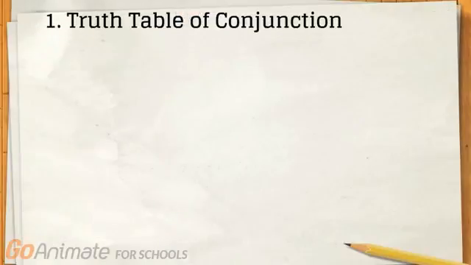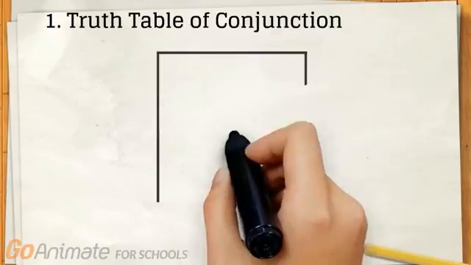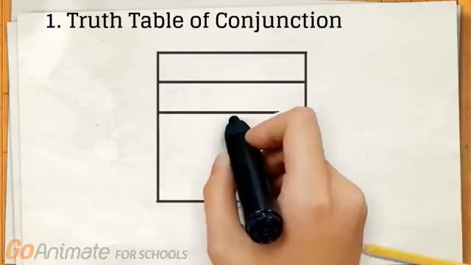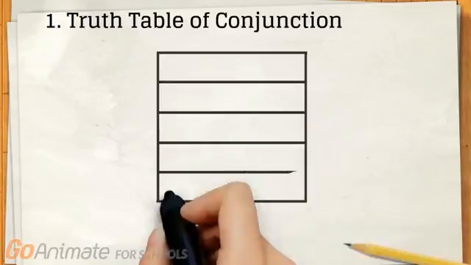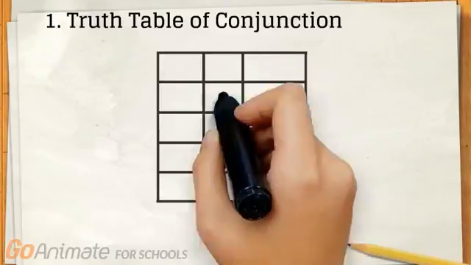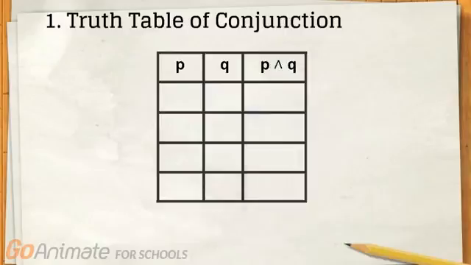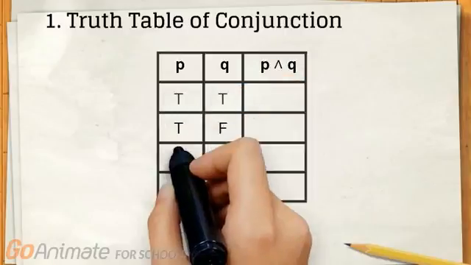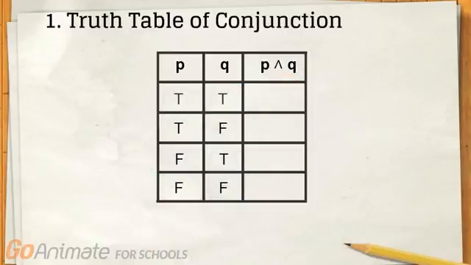The first truth table is the table of conjunction. So, what are the values for the conjunction of P, Q in the truth table? Try to complete the table, from left to right. Let's start with the first row here.